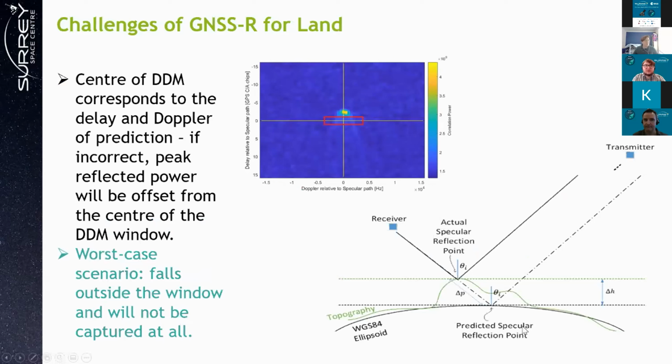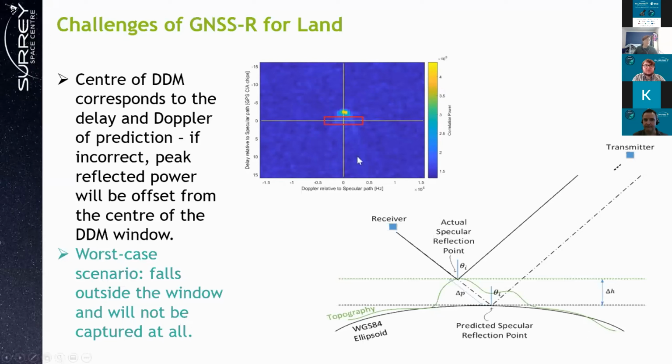And we can see why that's not the case. If you look at the diagram on the bottom right, it's a very cartoonish diagram, but you can see that the effect of the topography, which is the green line, can alter the location of the reflection point. And more importantly, it will change the path length and therefore the delay characteristics of the reflected signal. And if we were to just predict those characteristics with a smooth Earth model or the ellipsoidal model, then we would be predicting our delay wrong, which means it's going to end up in the wrong place in the DDM and not at the center.